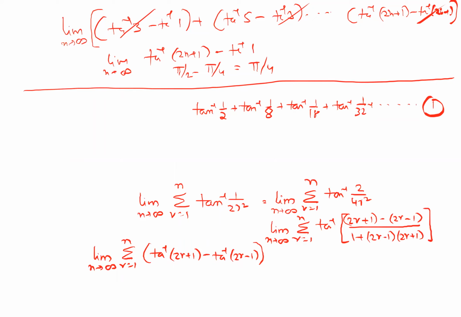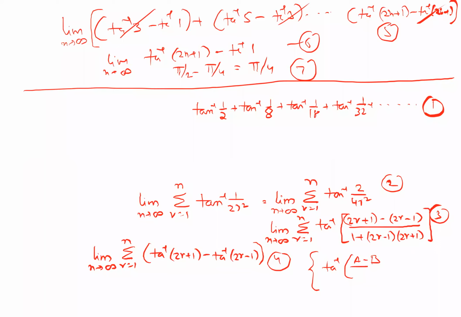This is step 1, step 2, step 3, step 4, step 5, step 6, step 7. The formula used is tan inverse of (a minus b) divided by (1 plus ab) equal to tan inverse a minus tan inverse b. So what happens in steps 6 and 7? All terms will cancel. Tan inverse 2n plus 1, the last term, minus tan inverse 1 will be left. You can see minus tan inverse c plus tan inverse c. Tan inverse 5 minus tan inverse 5, all will cancel. Last one and first one will be left over.